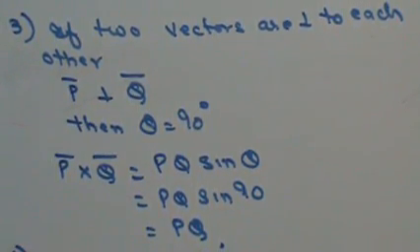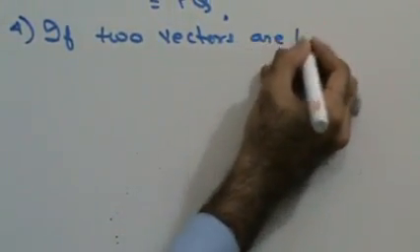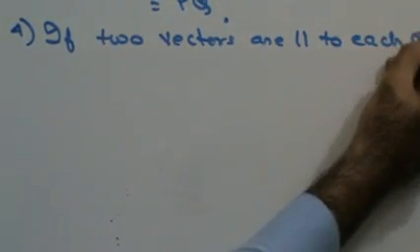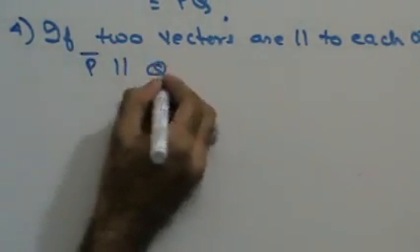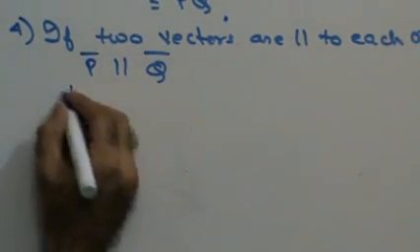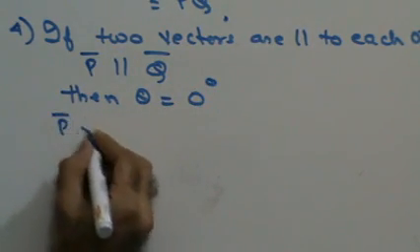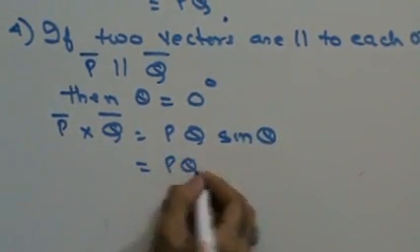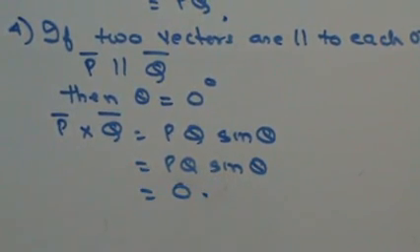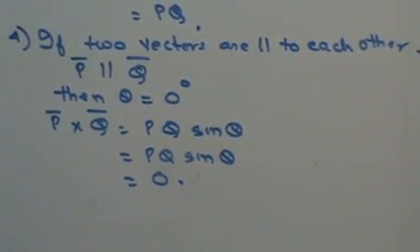Next, if two vectors are parallel to each other, that means if P vector is parallel to Q vector, then the angle between them will be 0 degrees. So in that case, P vector cross Q vector will be nothing but PQ sin theta. So that will be PQ sin of 0. Sin of 0 is 0. So P vector cross Q vector will be nothing but 0. So if two vectors are parallel to each other, their cross product is 0.